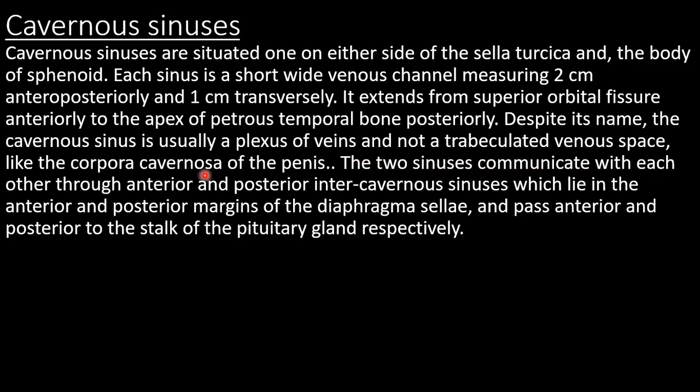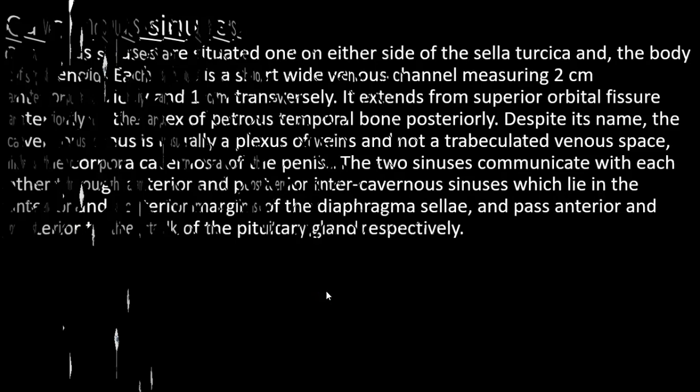Now, the two sinuses communicate with each other via the anterior and posterior intercavernous sinuses. Now, the anterior intercavernous sinus lies anterior to the infundibulum, and the posterior intercavernous sinus lies posterior to the infundibulum. Okay, which lie in the anterior and posterior margins of the diaphragma sellae and pass anterior and posterior to the stalk of the pituitary gland, respectively. Now, the stalk of the pituitary gland is also known as the infundibulum.